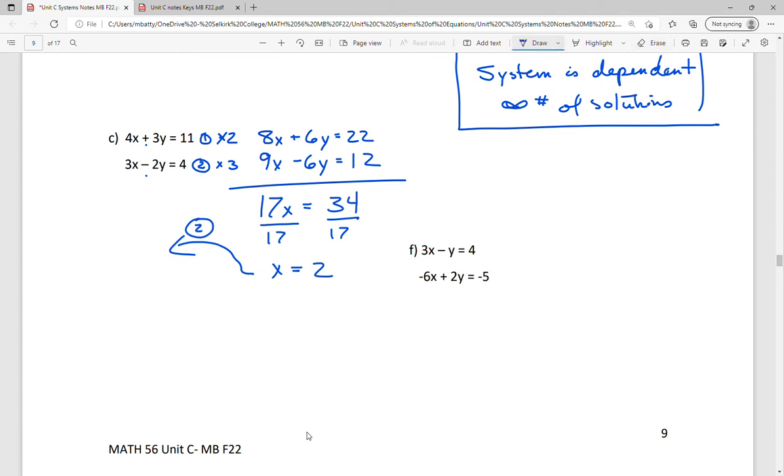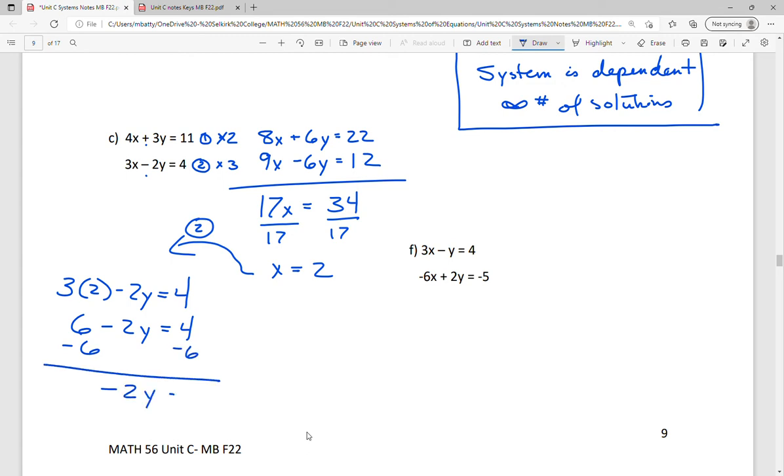It does matter if you copy things correctly though. So 3 times 2 minus 2y equaling 4. I have 6 minus 2y equaling 4. Whole lot more work on these ones. y would equal a positive 1 in this case. So my ordered pair would be 2 and 1.